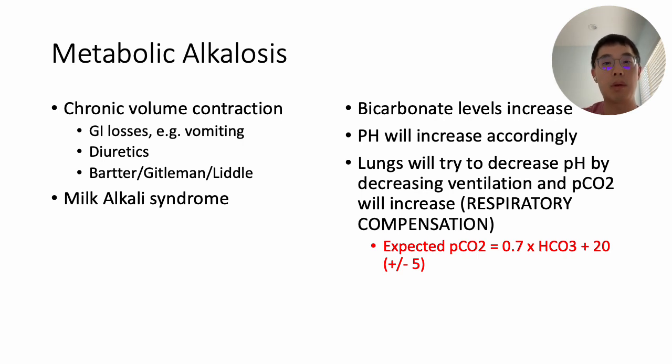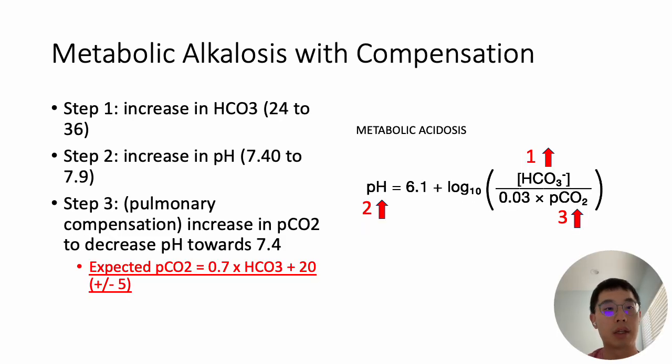the numbers here are a little bit different for calculation of metabolic alkalosis. So let's take a closer look at that. So with regards to a metabolic alkalosis, we, for example, increase our bicarbonate from 24 to 36. Through the Henderson-Hasselbalch equation, our pH level will rise from 7.4 to 7.9.